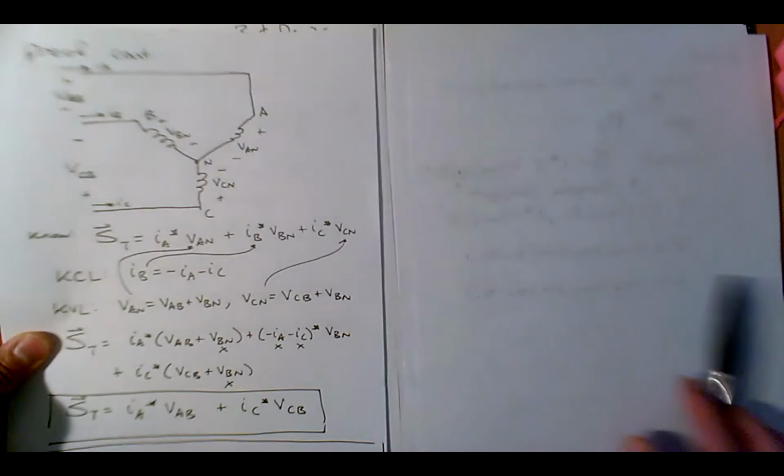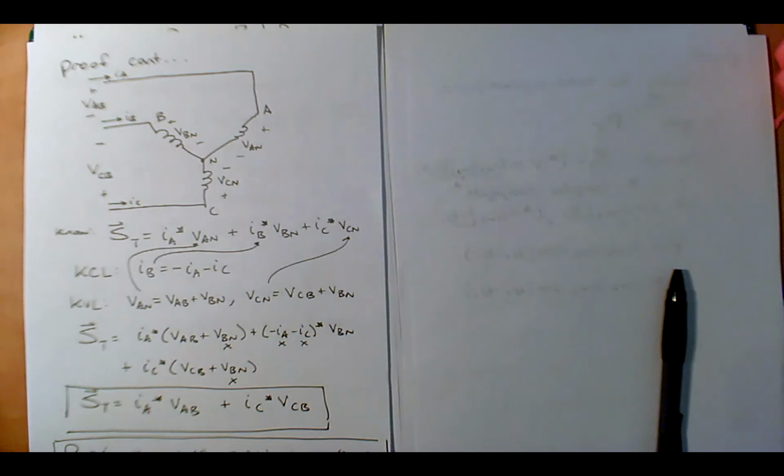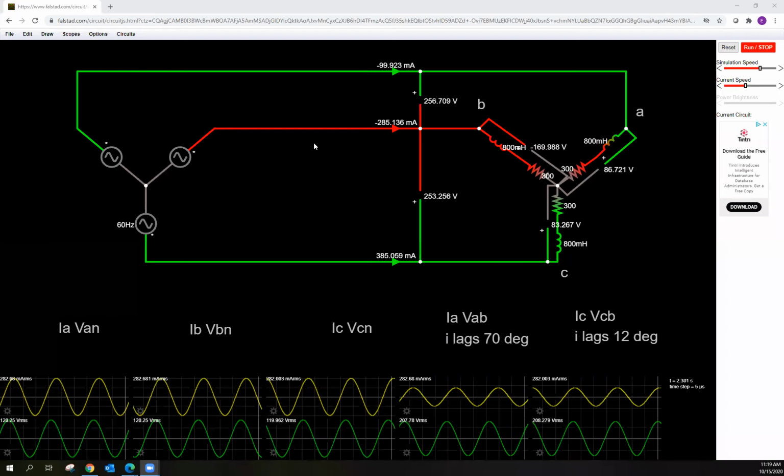All right. So let's go and switch over to the computer. So share screen, go here. Okay. And what do we have here? We have a 3-phase source, a 3-phase load. And notice I have my VAB and my VCB voltage here. And I have my VAN, VBN, VCN. And I have my A, B, C line currents.